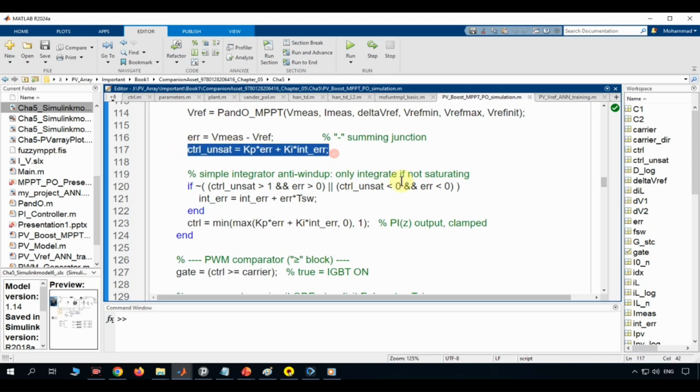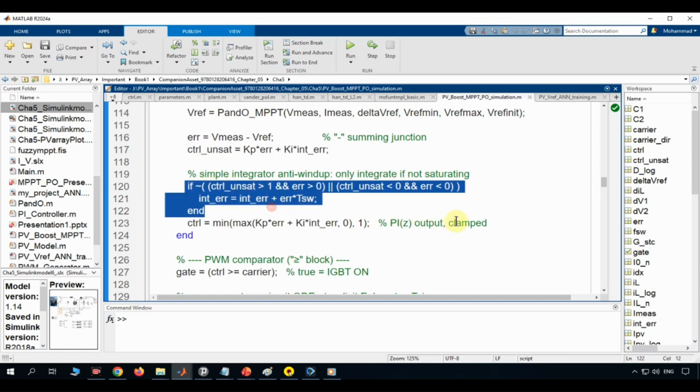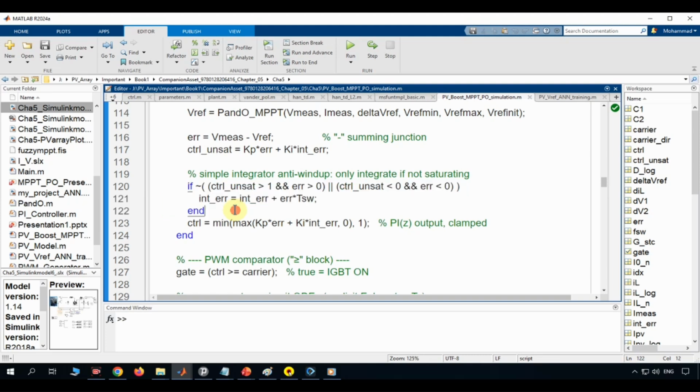Crucially, I have implemented integrator anti-windup here. If the duty cycle is saturated at 1 or 0, we only allow the integrator to update if the error would move the duty cycle away from saturation. This prevents the dreaded integrator windup, where the controller stalls during severe transients. The final duty cycle control is then clamped between 0 and 1.